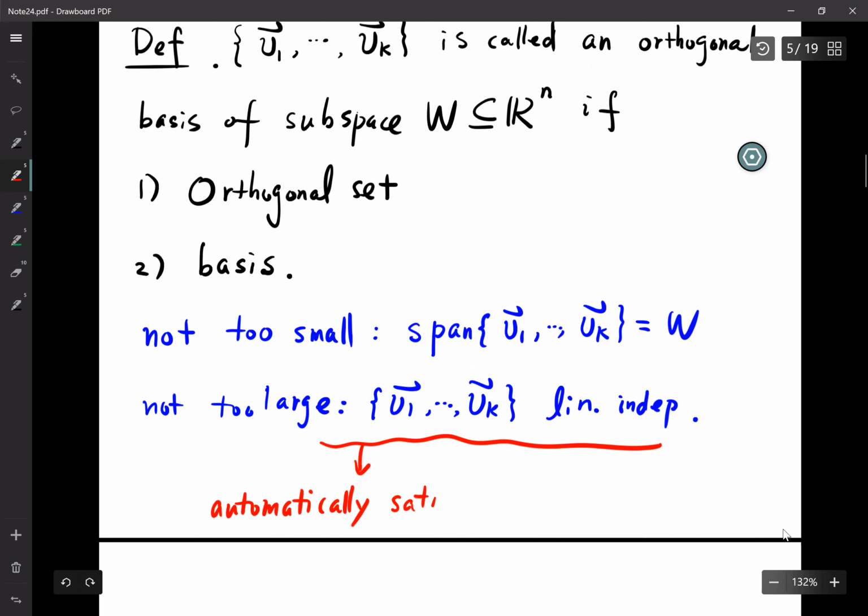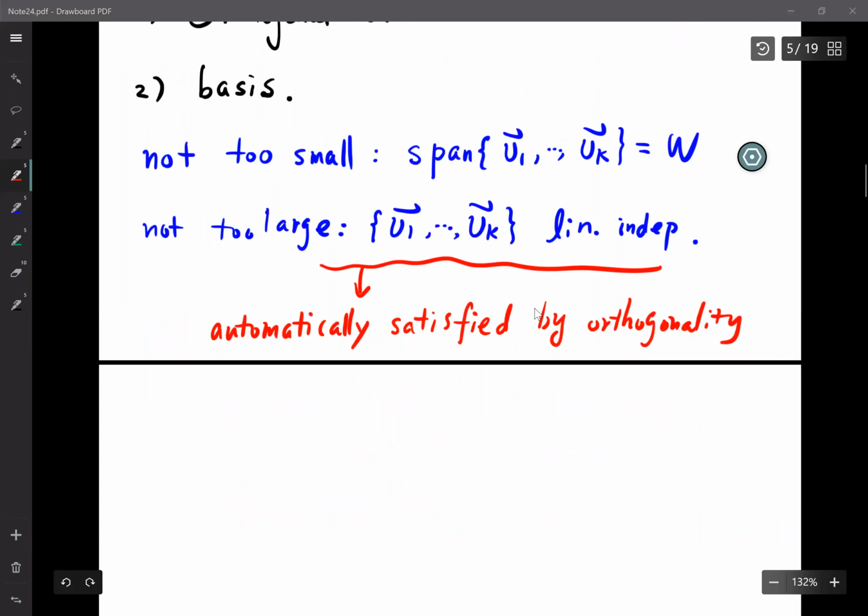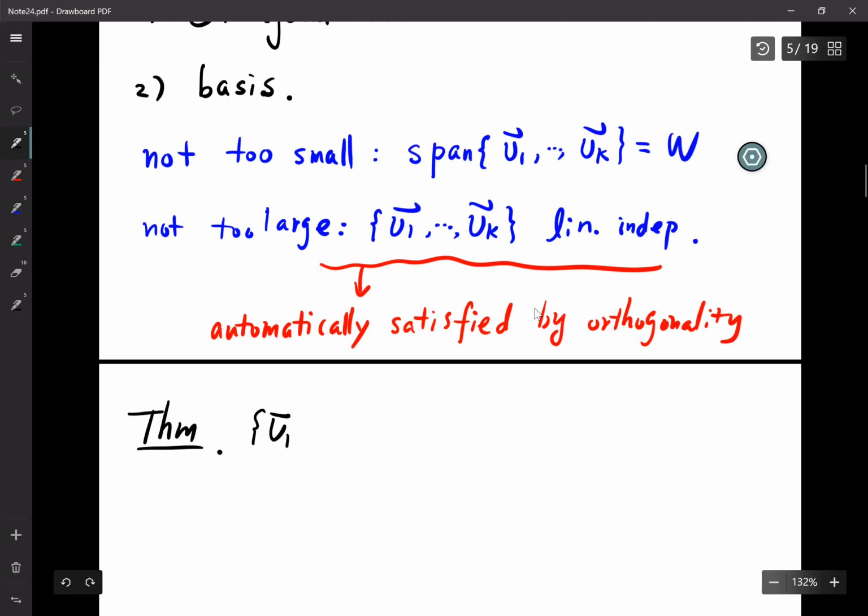So what I want to say is that this linear independence is automatically satisfied by orthogonality, which is, if you really give me a set of orthogonal vectors, then they must be linearly independent. This is actually a theorem. So V1 to Vk is, let's say, an orthonormal set.